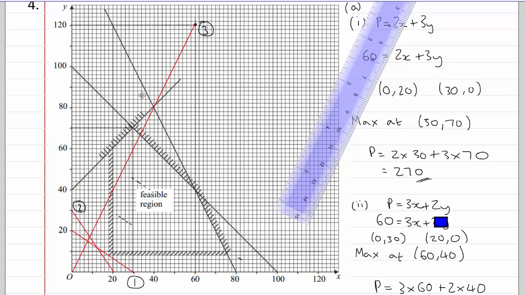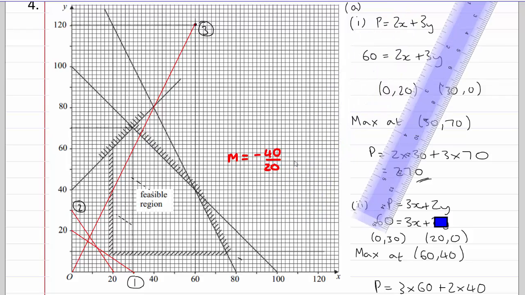So the last one's a bit more tricky. It's this diagonal line going down here. It's obviously negative gradient because it's going downwards. And if we look at a triangle on it, we could go 20 to the left and 40 up. So the gradient of this line would be m equals distance up, which is 40. Well, it's negative first of all. 40 divided by distance across, which is 20, which would give us negative 2. So the equation of this line will be something of the form y equals negative 2x plus c.